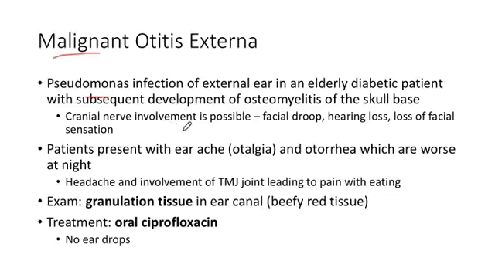The classic thing here is, again, an elderly diabetic patient, just like with the rhizopus infection, mucormycosis, it's going to be elderly diabetic patients. And the complication that we don't want to see happen here is osteomyelitis of the skull base because it can involve the cranial nerves, facial drooping, hearing loss, all that stuff. But the key thing they're going to give you is that there is granulation tissue, and this is always included in the question. Granulation tissue inside the ear canal, or if they show you a picture, something that looks beefy and red inside the ear canal, that should automatically lead you to think it's malignant otitis externa.